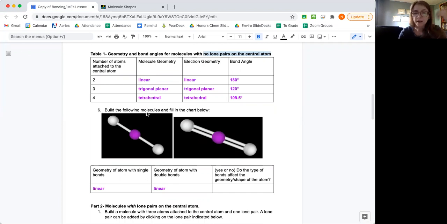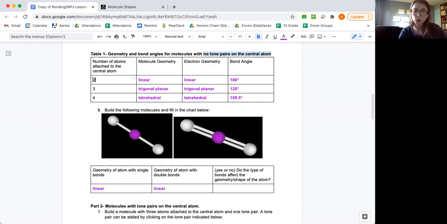And one thing I want you to notice is that for everything in this table where there are no lone pairs on the central atom, we can see that our molecular geometry and our electron geometry are exactly the same. They have the same name. That'll be important later. And then we also have the bond angles. Now, you'll have your notes. If we were in person, I'd say you'd have to have this committed to memory one way or another.